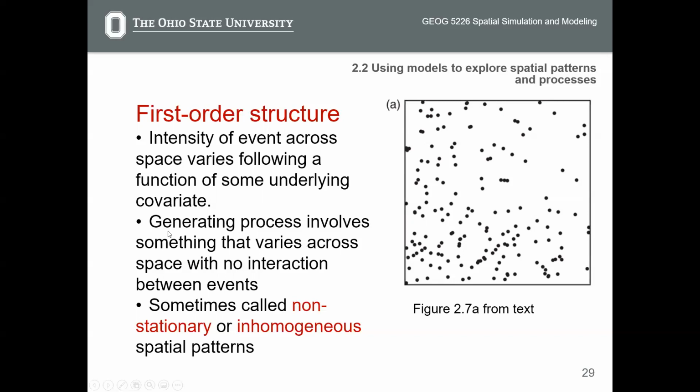Okay. And the second sentence here means that all these dots do not affect each other's location. Their locations are only decided by that function or by that process or by that phenomenon. Okay, they are independent from each other. One dot's location does not affect any other dot's location within this space. This is first order structure. Sometimes it is also called non-stationary or inhomogeneous spatial patterns. Okay, that's first order structure.